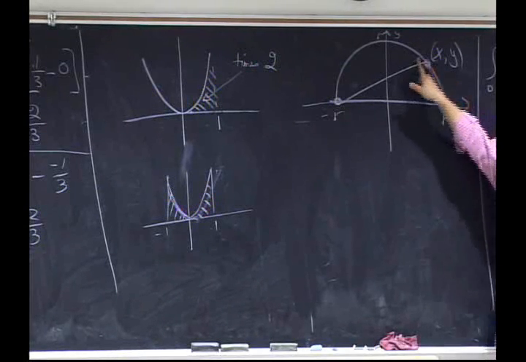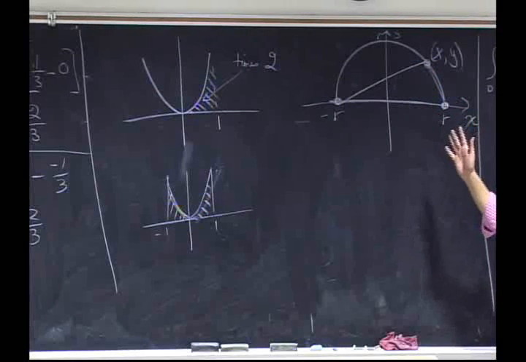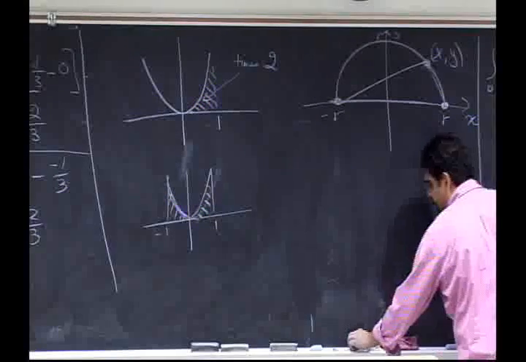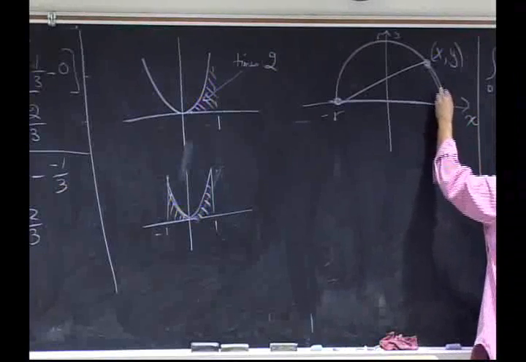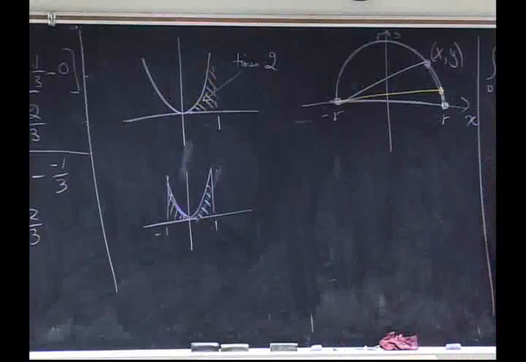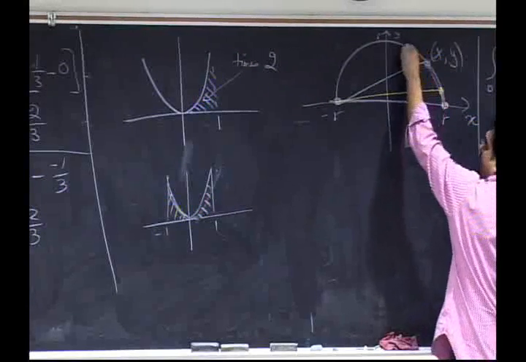So as this point moves, the triangle changes. It changes area. For example, if the point were here, then this is your triangle, and it's a very small area. So this has bigger area. This will have bigger area.